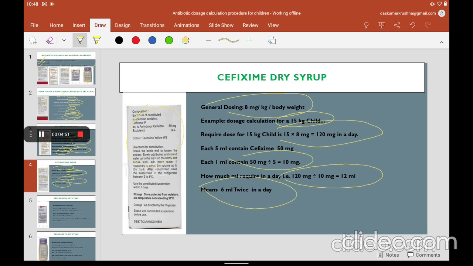Duration of therapy depends upon the severity and symptoms of the patient. It may be BID for 5 days or BID for 10 days. That is as directed by the physician.